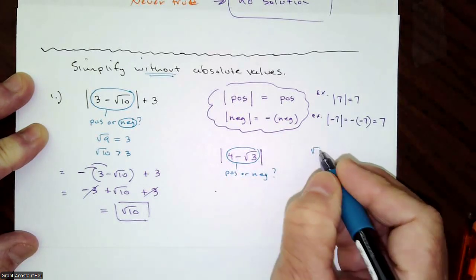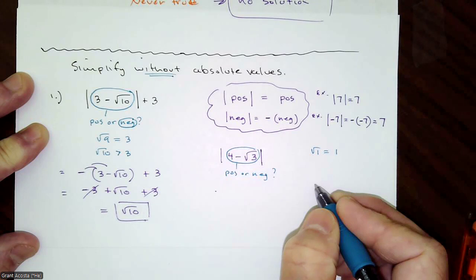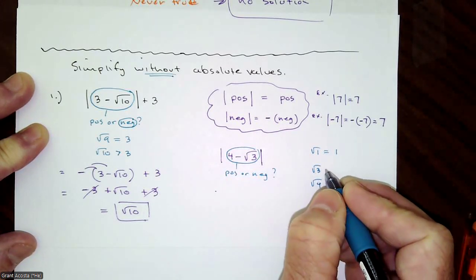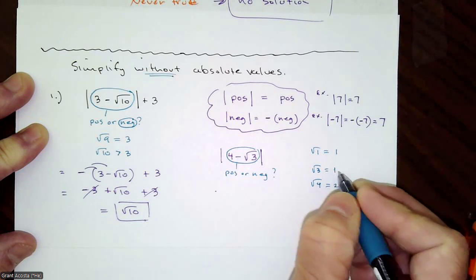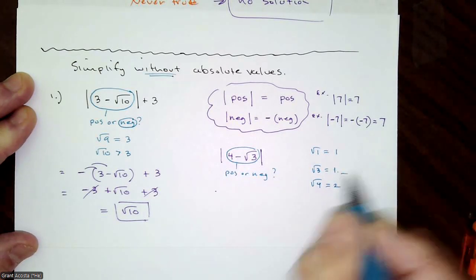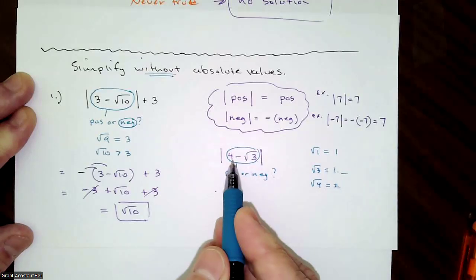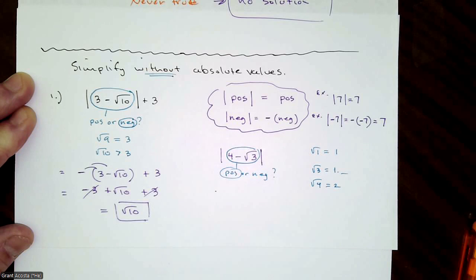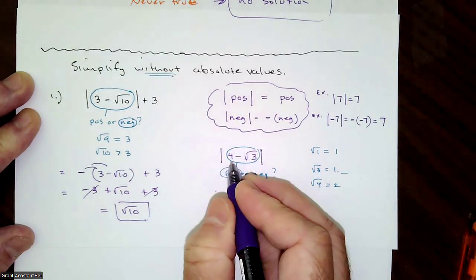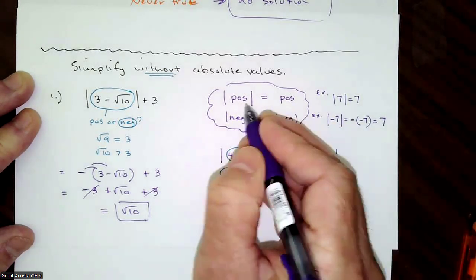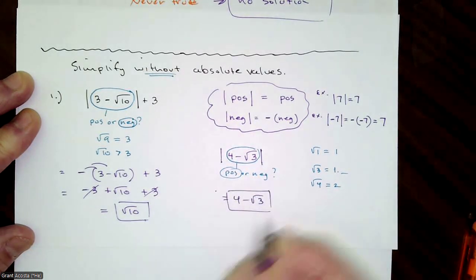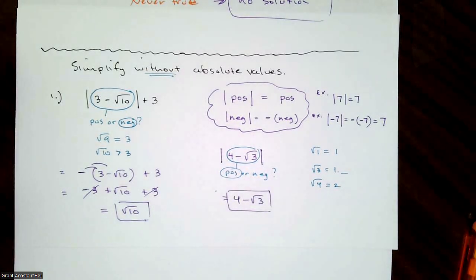But root 1 is 1, right? Root 4 is 2. So root 3 is somewhere in here. It's some number between 1 and 2. It's 1 point something. You don't have to know exactly to know that 4 minus 1 point something is going to make the inside positive. 4 minus root 3 is a positive number, in which case there's no reason to have an absolute value. I can just remove the absolute value. This is just equal to 4 minus root 3. See the difference?